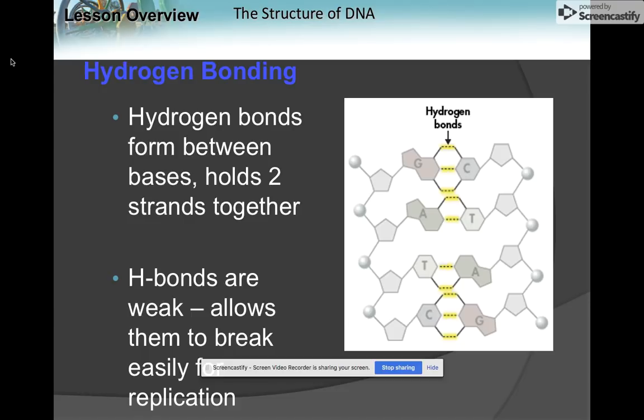Your DNA is constantly being replicated. Think about all the cells in your body. They're all constantly dividing, which means we have to constantly be making DNA. So we need that bond to be weak so that it's very easy to replicate that DNA. So again, hydrogen bonds, best thing about them is that they're weak. It makes it easy for them to break apart so we can replicate the DNA.